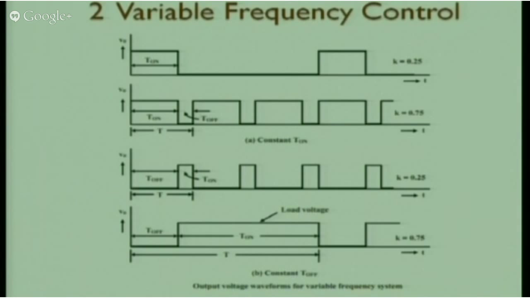Here also you have T on and T off. If we keep T on constant and increase T off, or increase T on, the total T will vary, and naturally the duty cycle and the voltage will change. In the other way, we keep T off constant. So we can change the duty cycle by keeping either T on or T off constant, but it is always changing the frequency. That's why it is known as frequency control.